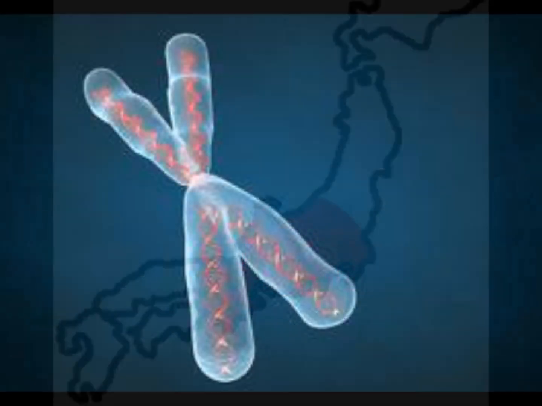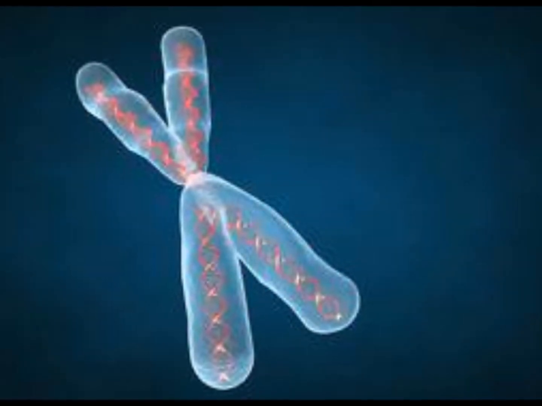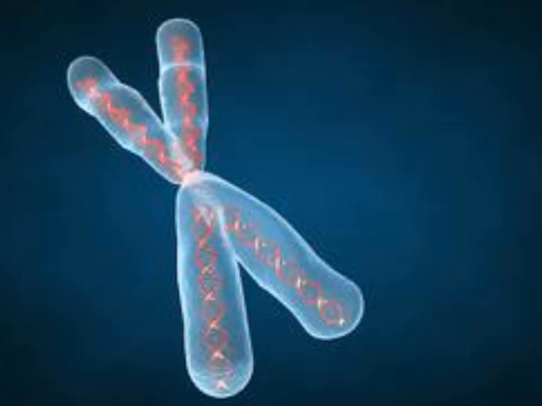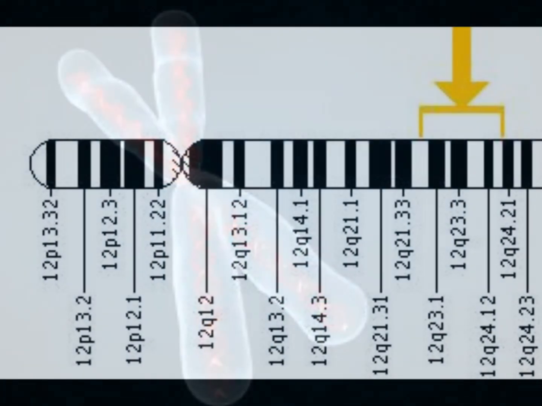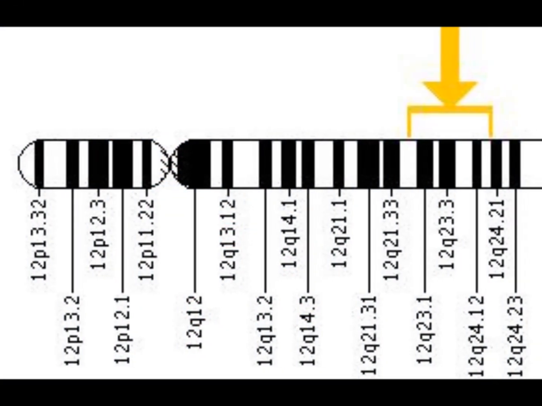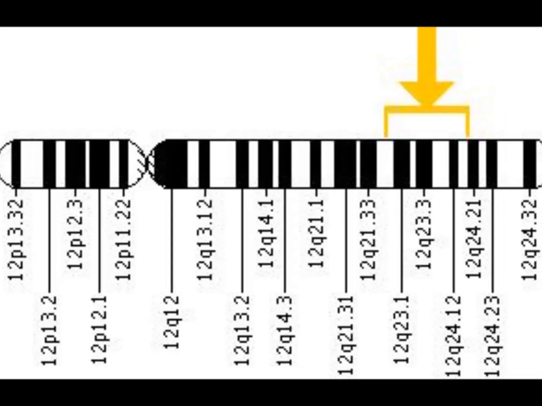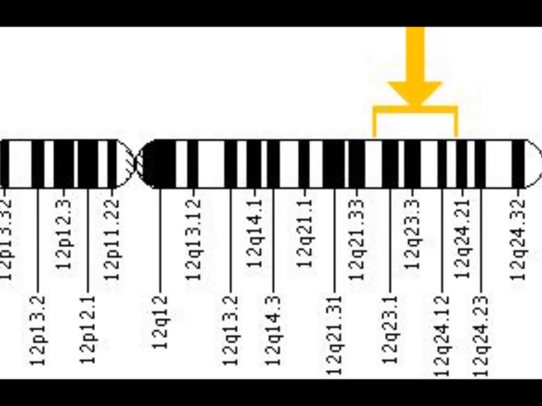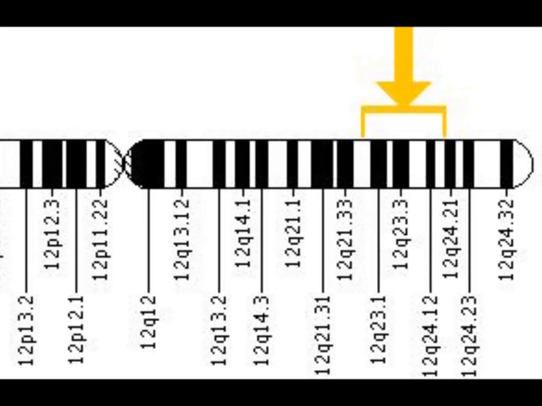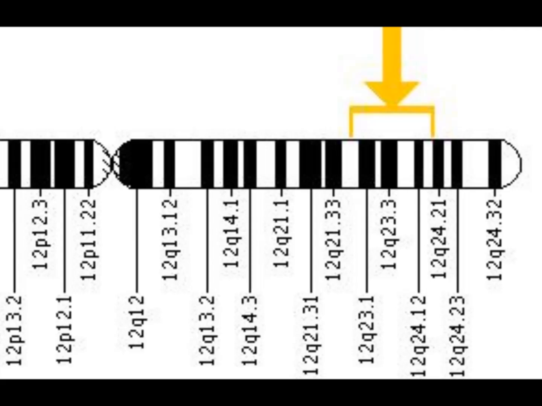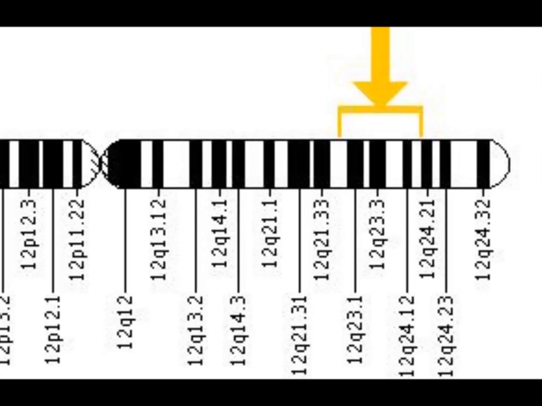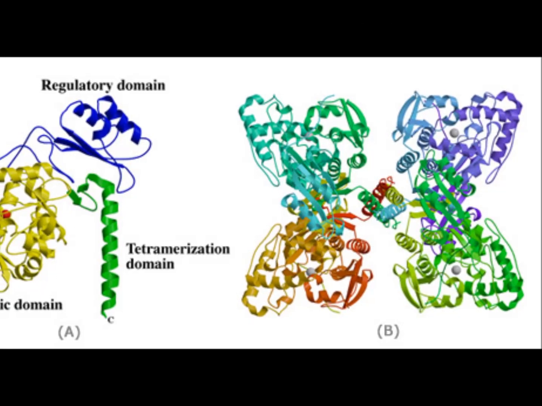In 1992, Dr. Savio Woo discovered the PAH gene. The gene is located on chromosome 12q22 through q24.2, which means it's located on the long arm of chromosome 12 at position 22 through 24.2. The PAH gene provides instructions for making phenylalanine hydroxylase.